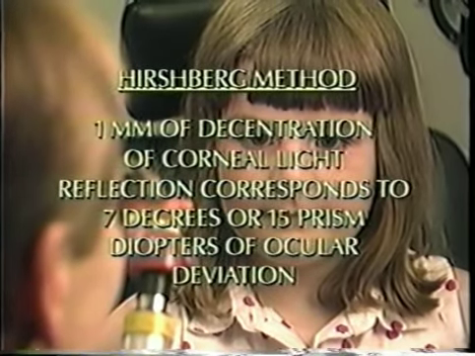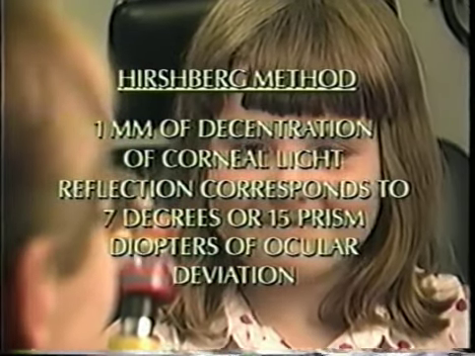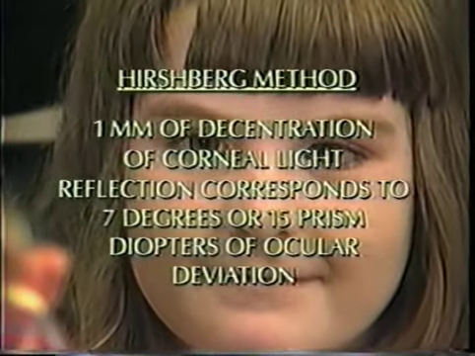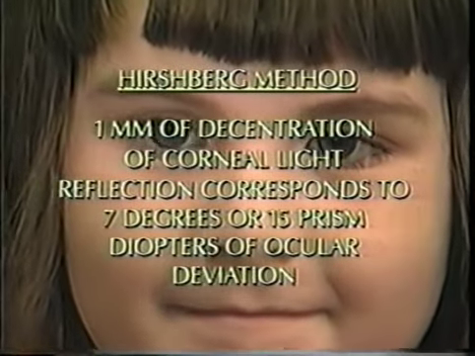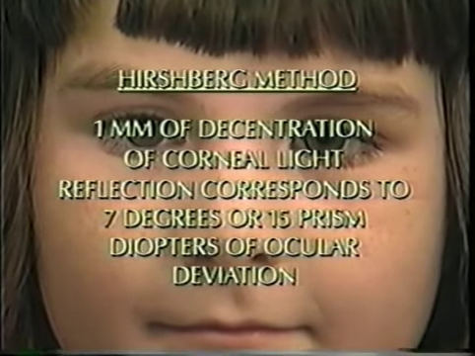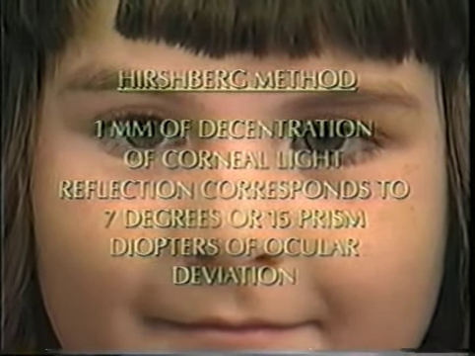One way to quantify strabismus with light reflection testing is by the Hirschberg method. It's based on the premise that 1 millimeter of decentration of the corneal light reflection corresponds to approximately 7 degrees or 15 prism diopters of ocular deviation. Therefore, a light reflection at the pupillary margin, which is about 2 millimeters from the pupillary center, corresponds to 15 degrees or 30 prism diopters.